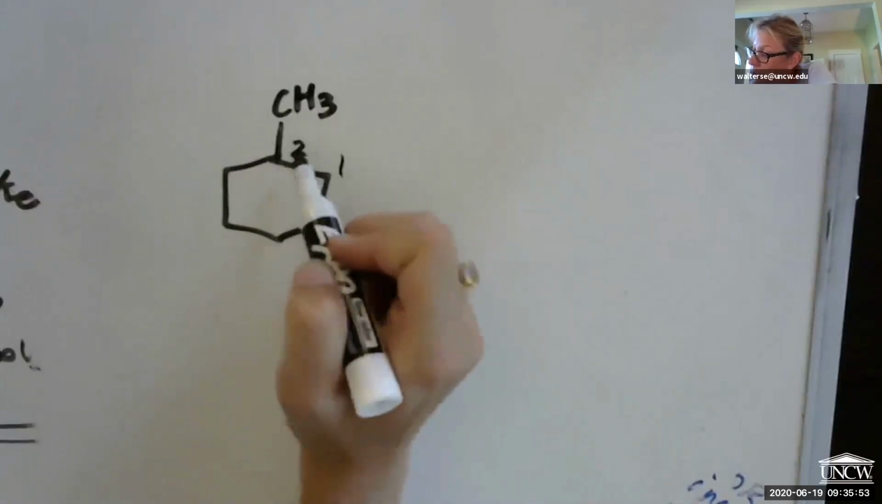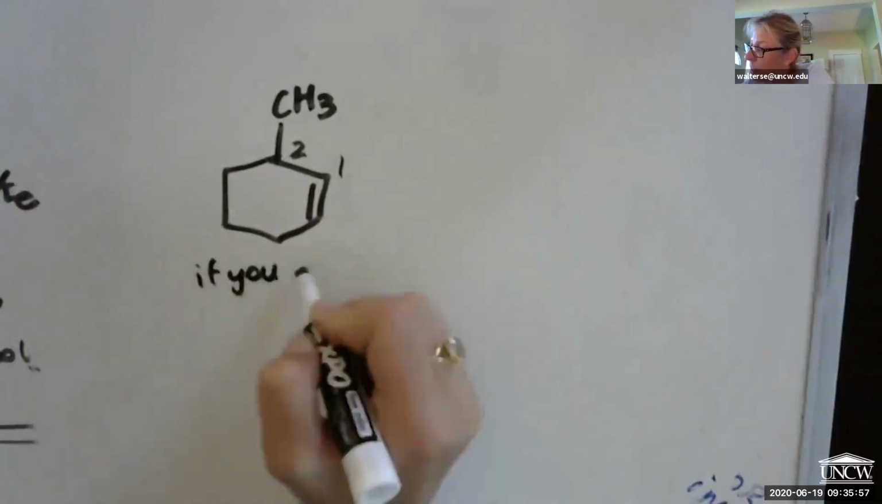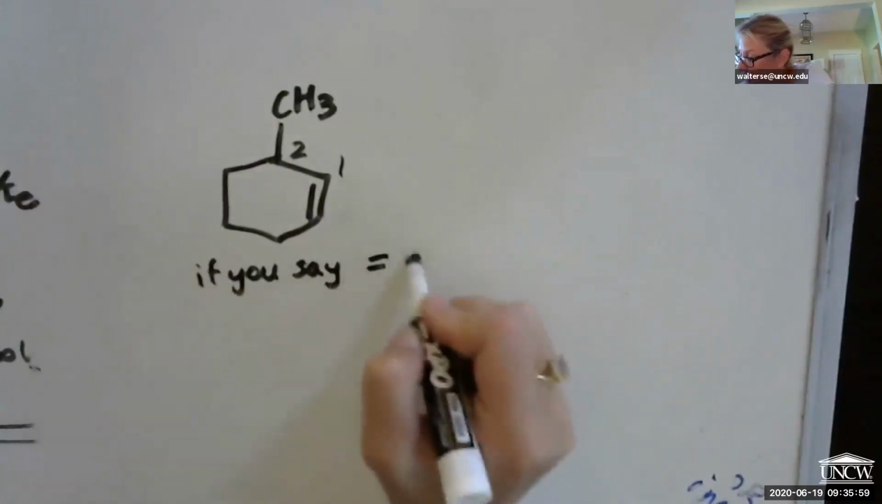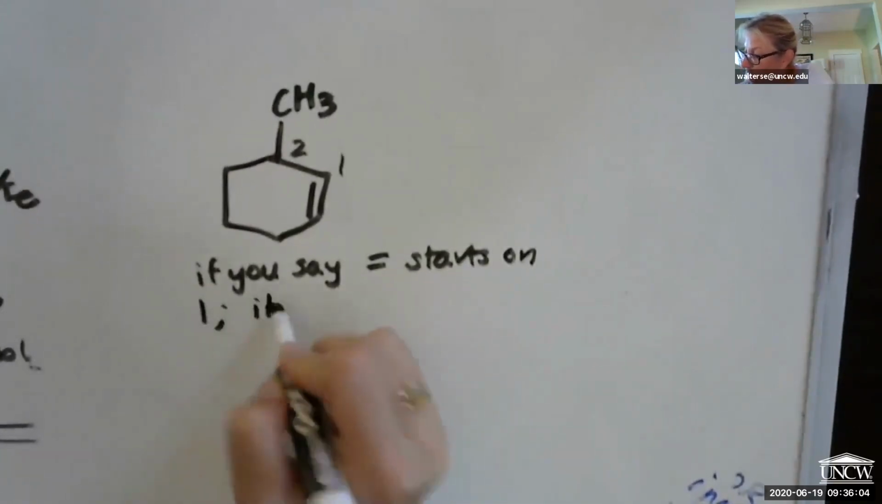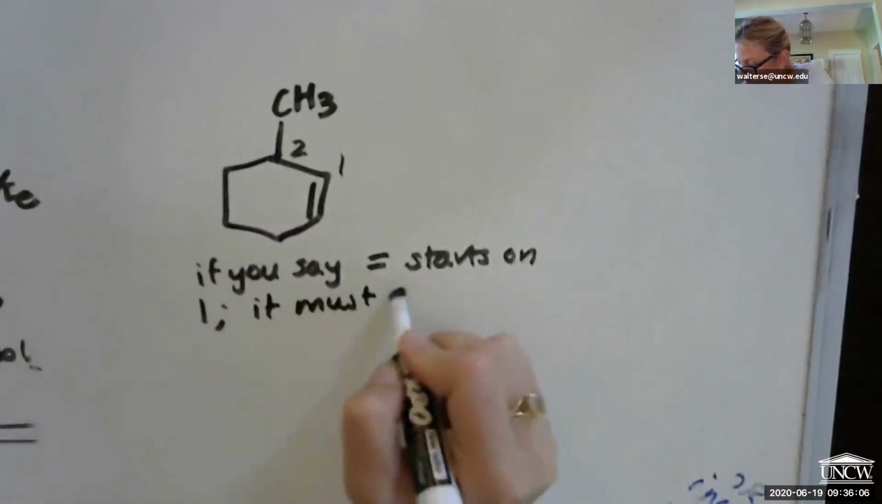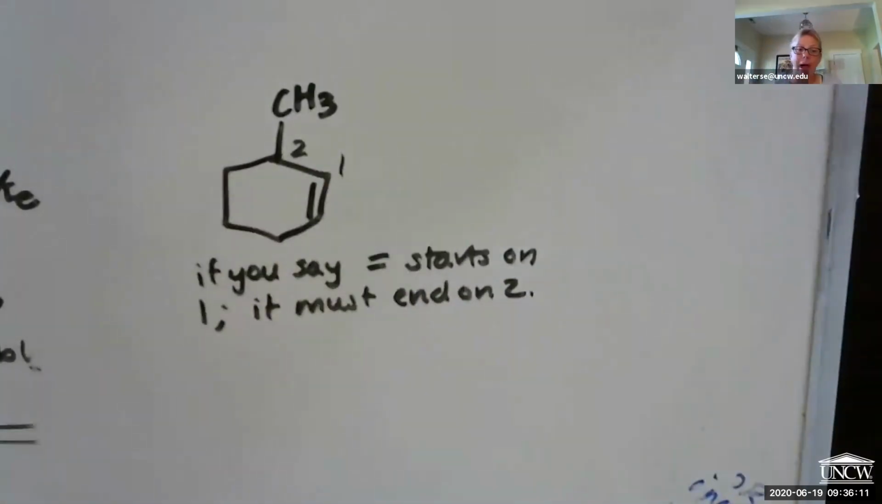1, 2. But then if you say the pi bond starts on 1, it must end on 2. And the way you were numbering it would have been a pi bond between 1 and 6. You can't do that. It has to be in numerical order. It would start on 1, go to 2. If it starts on 2, it has to end on 3. If it starts on 4, it has to end on 5.